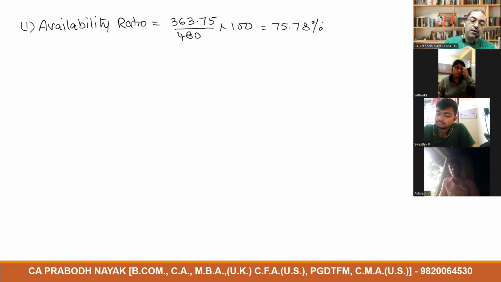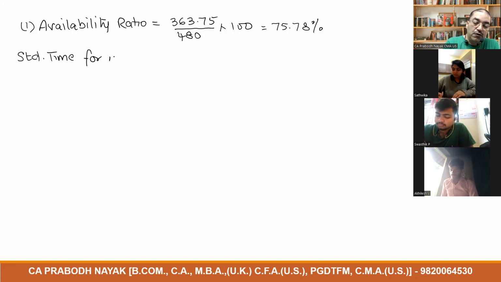Done. Now I want to calculate the second ratio. Second ratio is performance ratio. Performance ratio is standard time upon actual time into 100. But I want standard time for actual production. Always remember, standard cost, standard time for actual production. So next I calculate standard time for actual production.